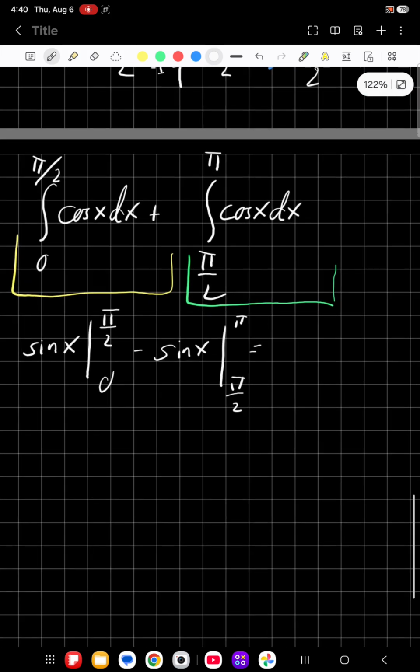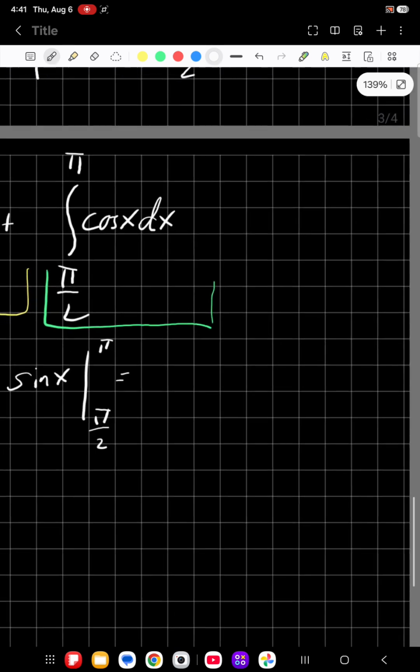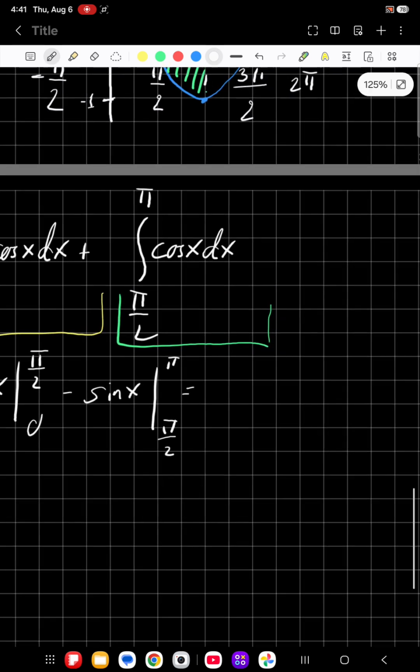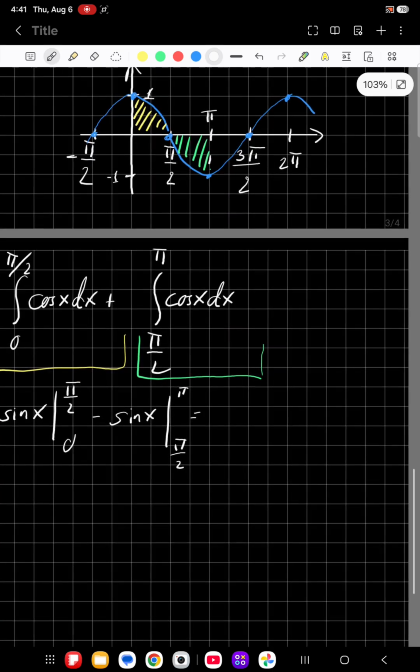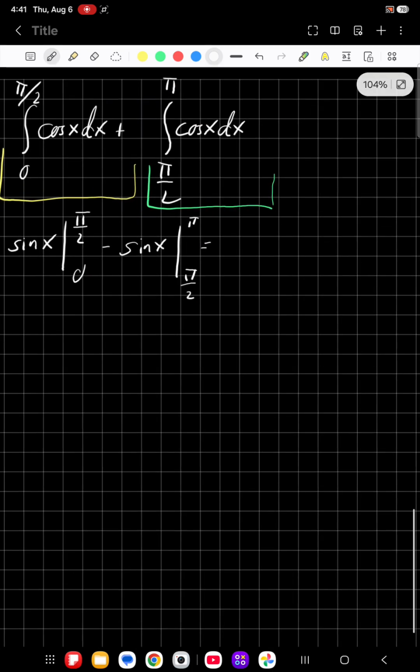Okay, so let's see how it looks. I wonder if I can fit it in here. If I'm careful, I can. Okay, so here we go. So in parentheses, sine of pi over 2 minus sine of 0, okay, then I go minus sine of pi.